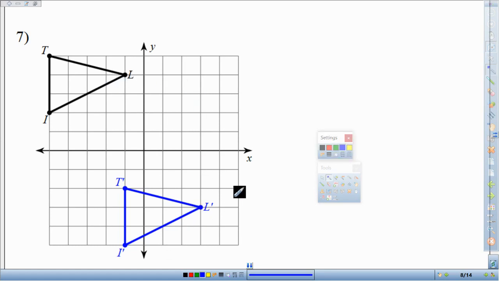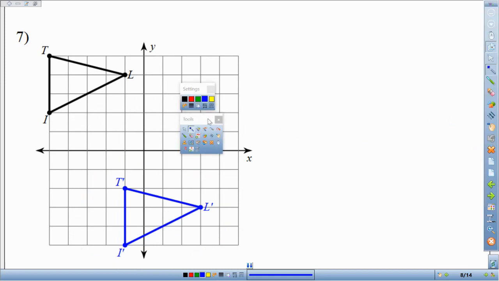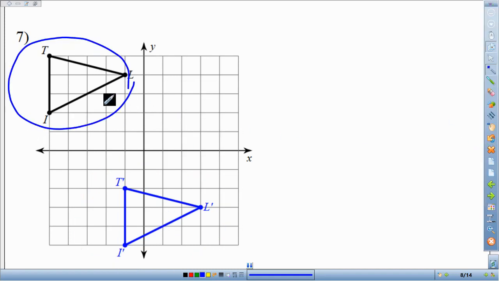All right. This, by the way, I don't think I've used that word, but this is called the image. When we make a new shape after a translation, that's called the image. This other one is technically called the pre-image, but I like to use the word original just because I think it makes more sense. So original to the image. Okay, let's use L as our guide.